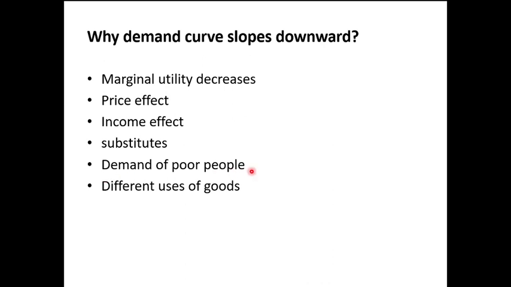Then demand of poor people. When you see the market, when the prices decrease, demand increases, which means definitely, of course, the poor people can purchase it. Poor people can demand it. Then different uses of the goods. Different uses of the goods in the sense, you may think of alternative uses of the same.